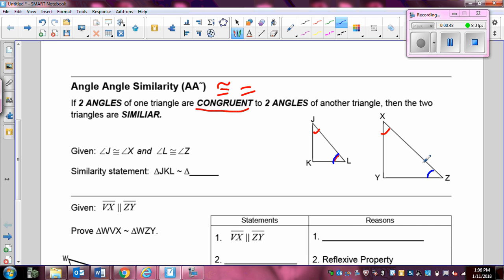That means that my two triangles are going to be similar. So for the similarity statement, remember the order matters. So triangle JKL: J is corresponding to X. K is corresponding to the only one without a congruency mark, which is Y. And then we have Z.